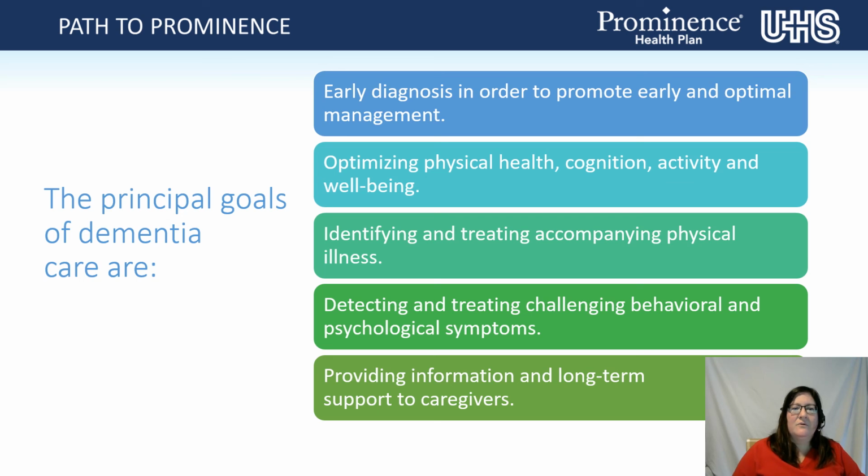Let's not forget the principal goals of dementia care, which are early diagnosis in order to promote early and optimal management, optimizing physical health, cognition, activity, and well-being, identifying and treating accompanying physical illness, detecting and treating challenging behavioral and psychological symptoms, and providing information and long-term support to caregivers.